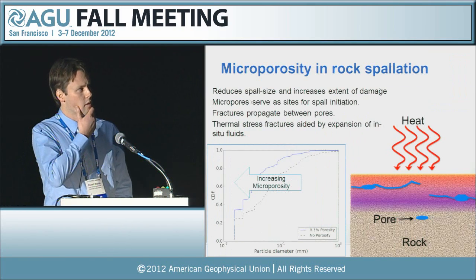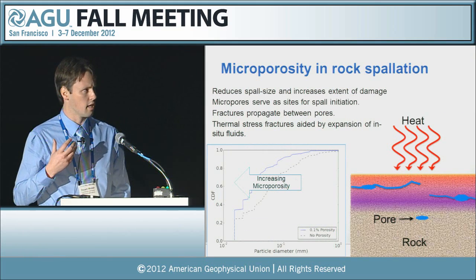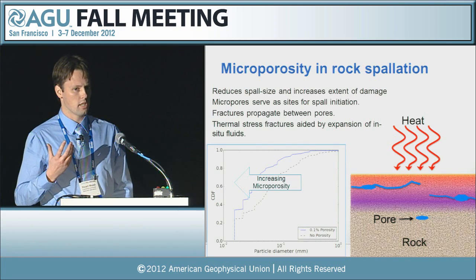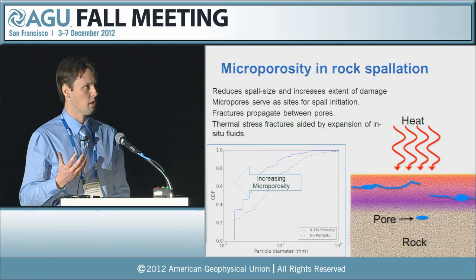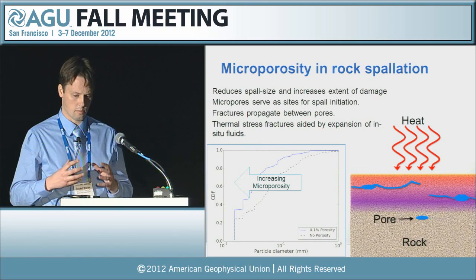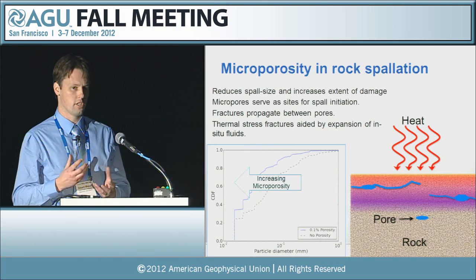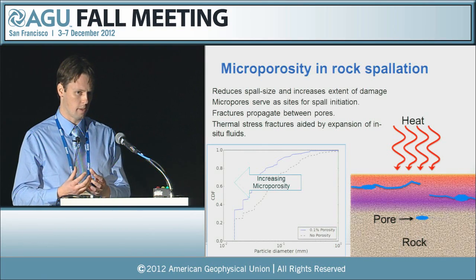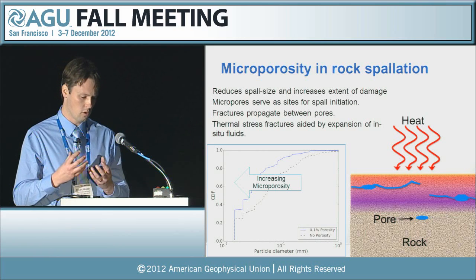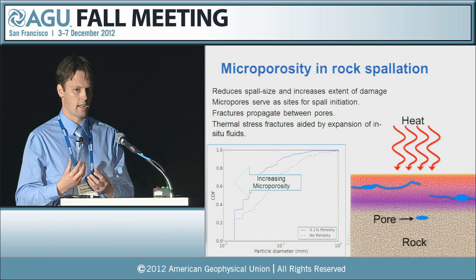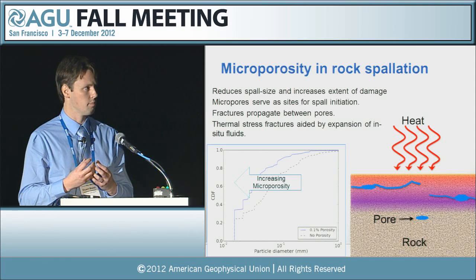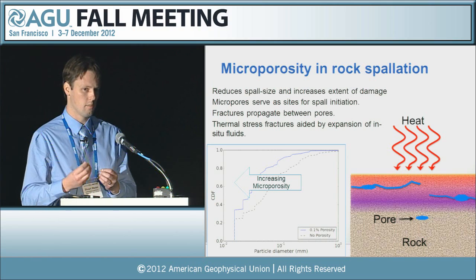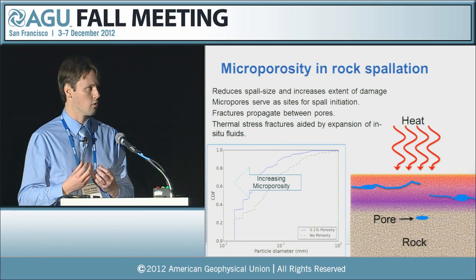And when we looked into what was going on, we realized that the addition of microporosity was both reducing the spall size distribution and also the extent of damage within these simulations. And what was happening is the micropores were serving as sites for fracture initiation. So the heat front was penetrating in, the micropores were now starting to expand and contribute to that local compressive stress, but also because they were essentially sites of heterogeneity, they were sites of fracture initiation. These fractures then started to propagate, but their propagation was assisted by the expansion of the fluids within those micropores.